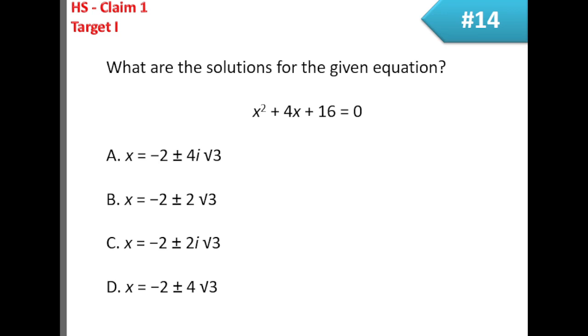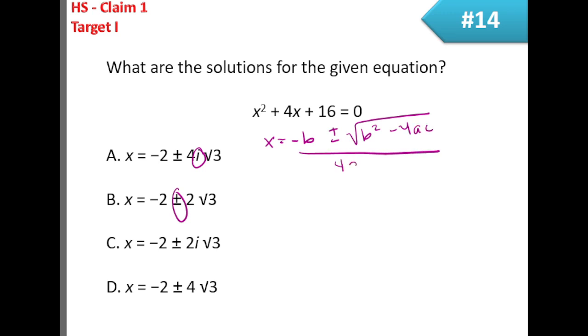Okay, now this one we use the quadratic formula. So every time you see an i or the plus or minus, you have to use the quadratic formula. This does require memorization. You guys should have covered this freshman year, to be honest. If not, sophomore year. So x equals negative b plus or minus square root of b squared minus 4ac over 4, sorry, not 4, over 2a.